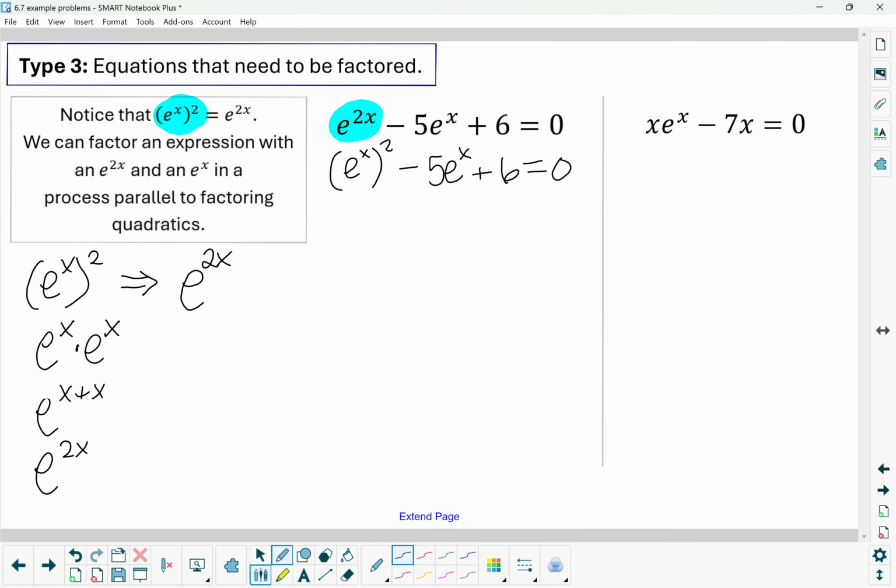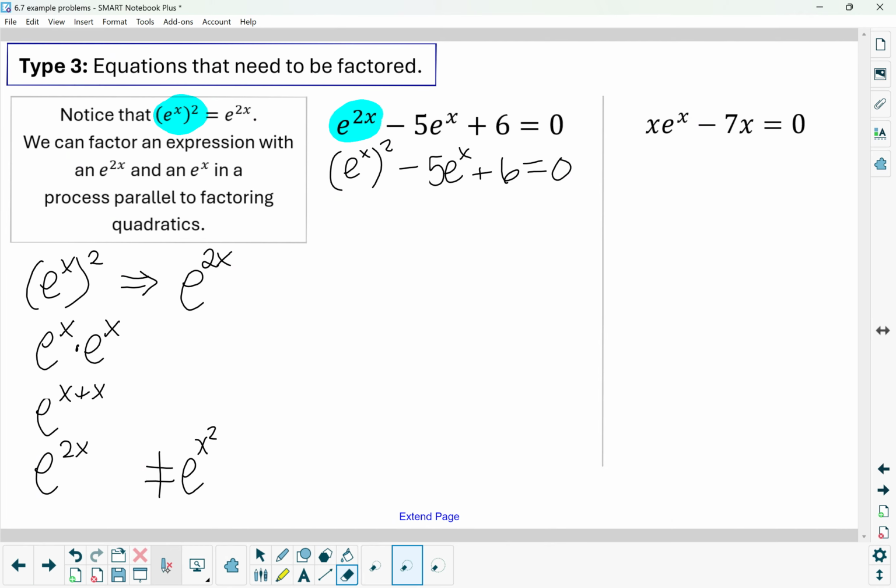So, no matter how you think about it, an e to the x that is being squared is an e to the 2x. And this is also not the same as an e with a power x squared. That's a completely different thing. So make sure you kind of see the difference between those two.